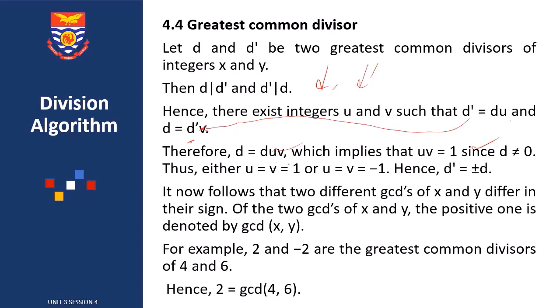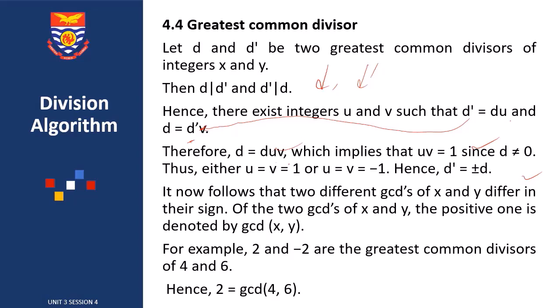That's either u equals v equals 1, or u equals v equals -1, because we are saying uv = 1. If both are -1, we get 1. If both are 1, we get 1. So if both are -1, we still get 1, and if both are 1, we still get 1. Hence d' is either plus or minus d. It now follows that two different GCDs of x and y differ in their sign.